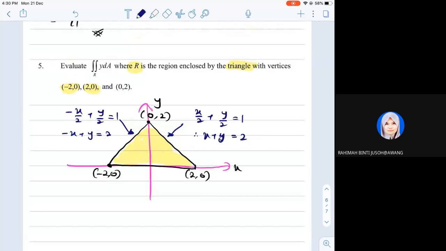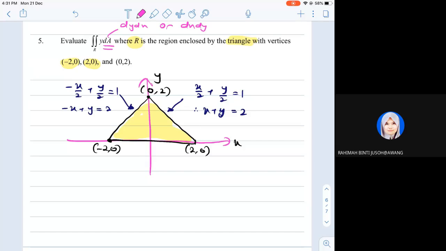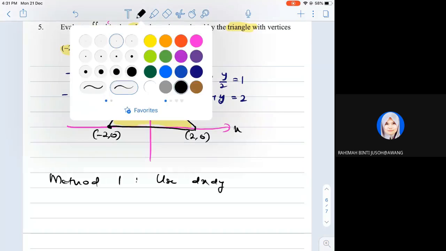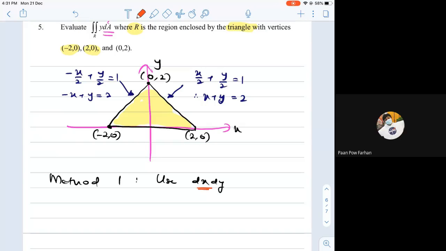In this question, it does not mention whether dy dx or dx dy, because dA can be either dy dx or dx dy. I will show you both solutions. Let's say method number 1, we use dx dy. As I mentioned earlier, if we want dx dy, the limit should move from left to right.